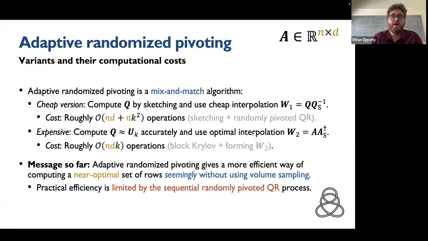All right, so let me summarize the story so far. Adaptive randomized pivoting gives us an efficient way of computing a near optimal subset of rows of a matrix. And seemingly, I've removed volume sampling entirely from the algorithm. However, the practical efficiency of this algorithm is limited by the sequential randomly pivoted QR process.